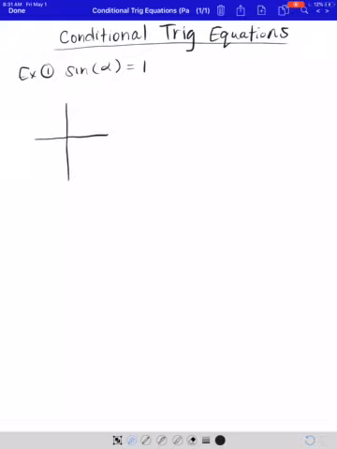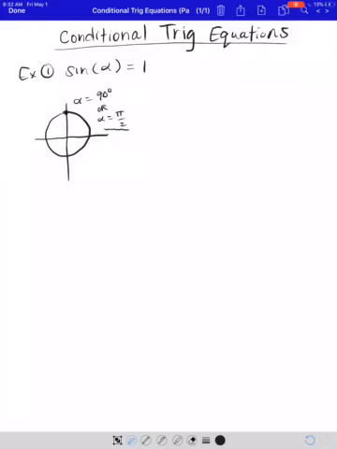And well, we can start by finding one angle that satisfies our equation. We know that sine is equal to 1 at the top of our unit circle, where the y-coordinate is 1. And this angle here is 90 degrees. Or if you like in radians, this would be pi over 2. And today we're going to be working in radians.